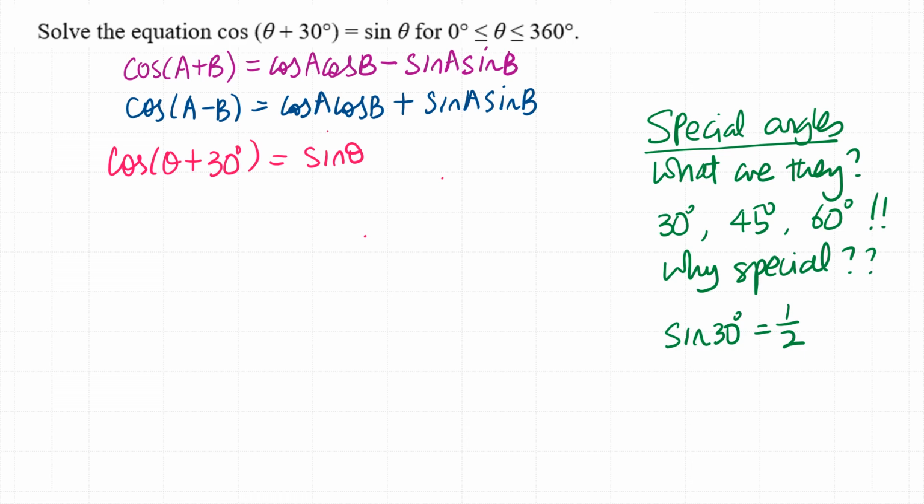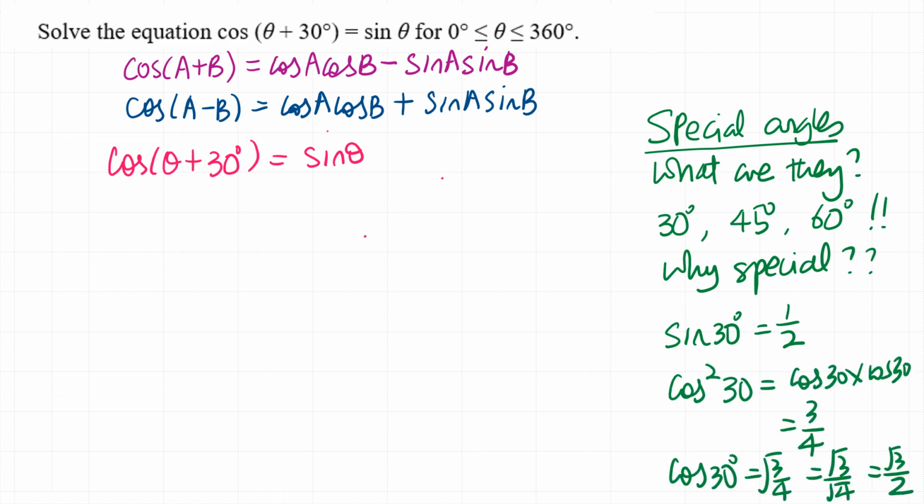Instead of finding cosine 30, you go on to find cosine squared 30. What is cosine squared 30? Cosine squared 30 is just basically cosine 30 times cosine 30. If you key in cosine 30 times cosine 30 on your calculator, you'll get 3/4. So cosine squared 30 is 3/4, hence cosine 30 will be square root of 3/4.